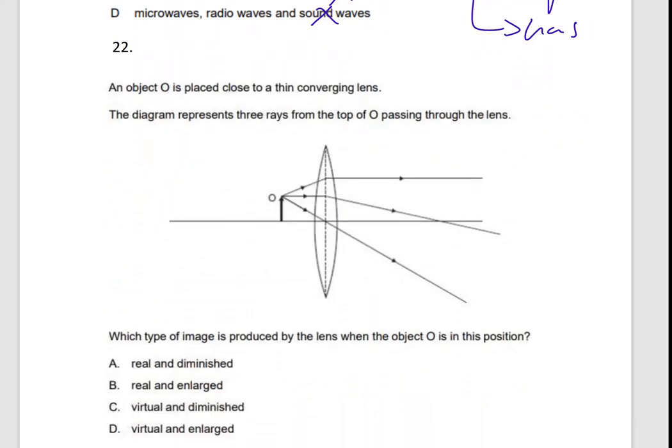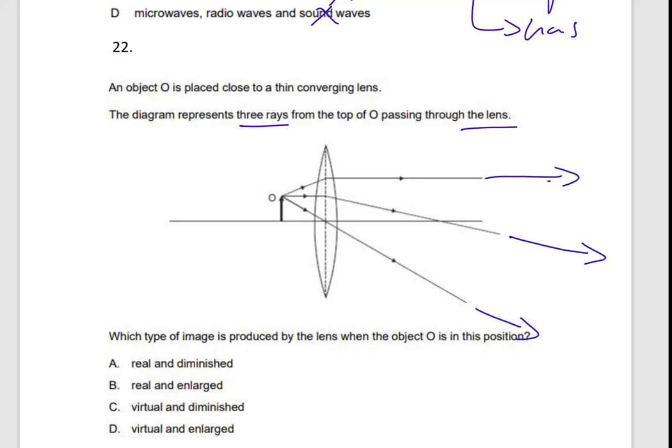Question 22, where most of you have made a mistake. The diagram represents three rays passing through the lens. Which type of image is formed? Firstly, how do you illustrate an image here? You can see all the three rays passing, they never meet. If you extend them, they never meet.